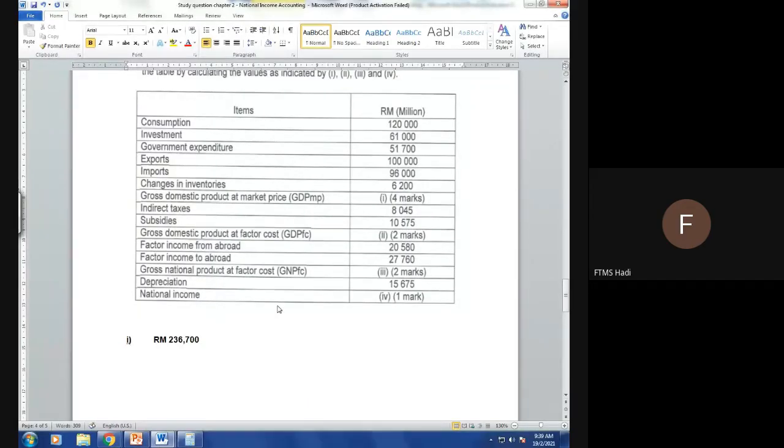Okay, because the figures are in millions there, right? So 236,700. All right. From this one, GDP MP, you want to go for GDP FC. Question number 2. All right.